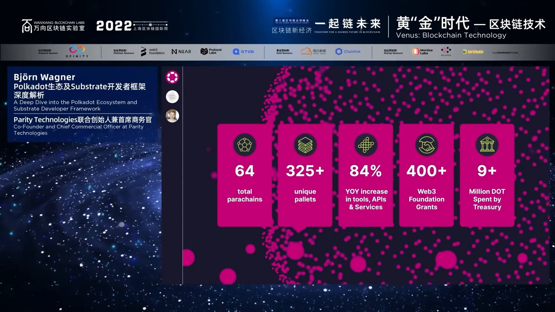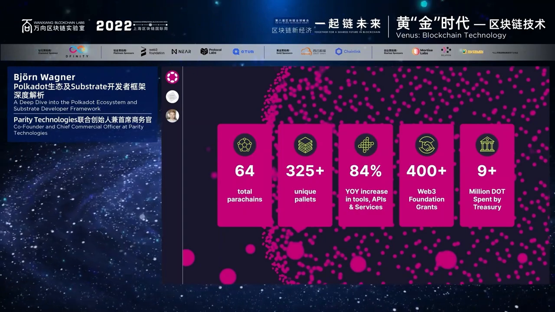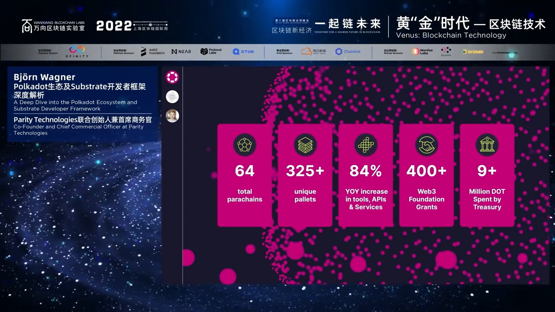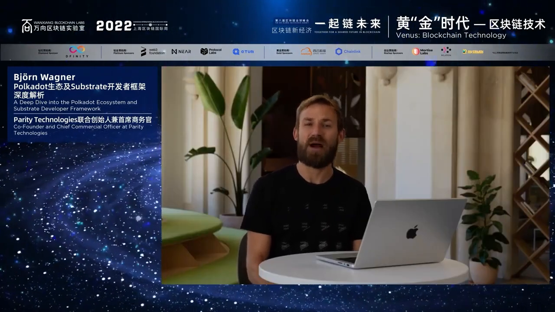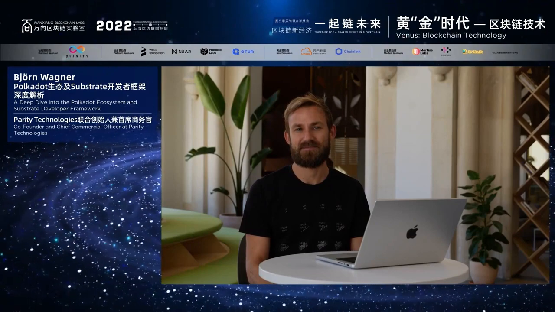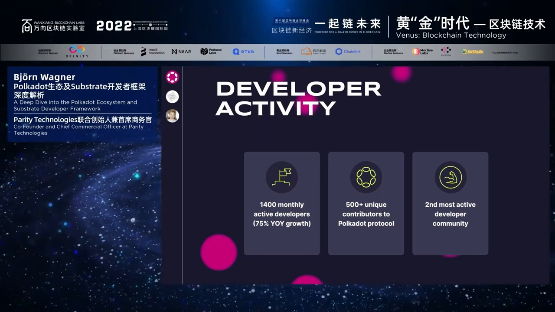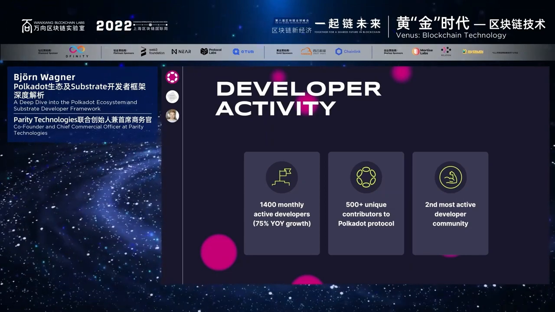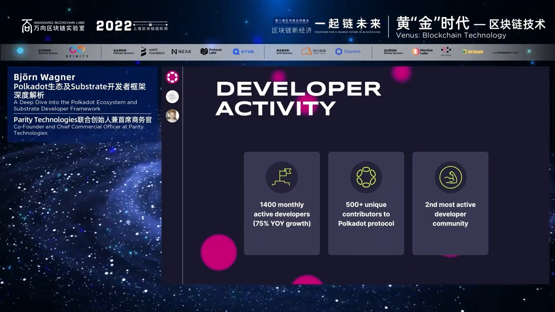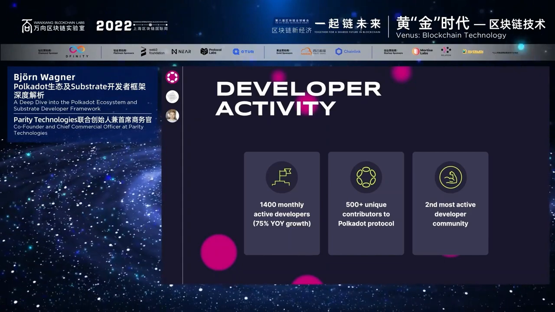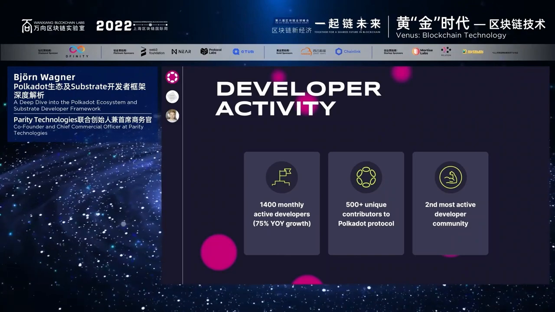In terms of support offered to ecosystem builders, recently Web3 Foundation surpassed 400 awarded grants, and over $9 million has been spent by Polkadot's very own on-chain treasury to fund projects that make Polkadot more powerful to build with. In terms of development activity, Polkadot has become the number 1 most active developer ecosystem outside of Ethereum. With more than 1,400 monthly active developers, a 75% increase year on year, and over 500 core contributors to Polkadot's protocol repositories, we are in a very good spot.